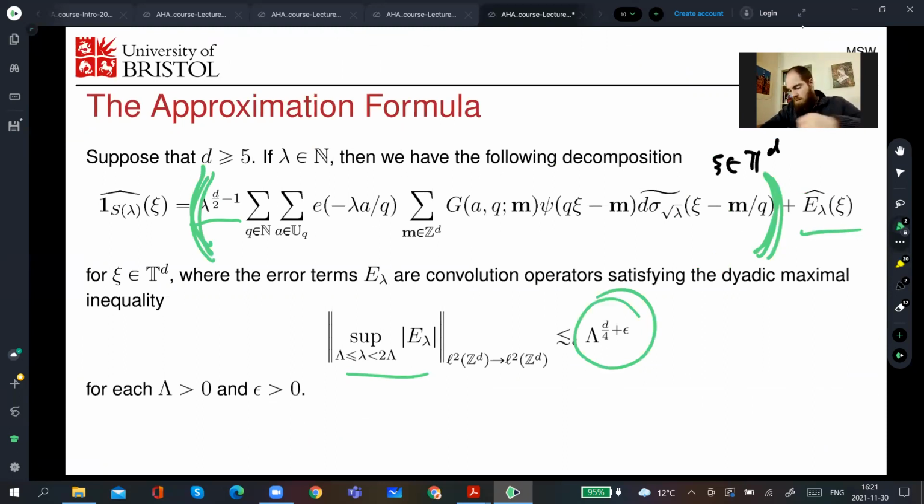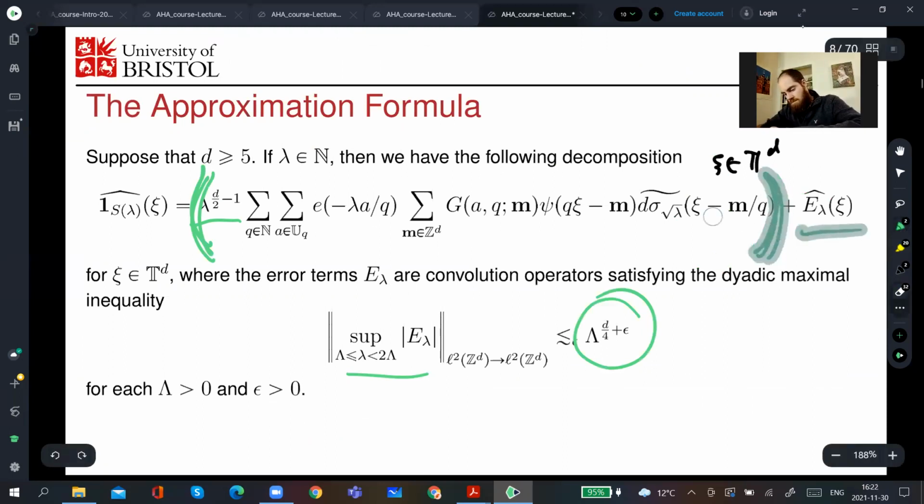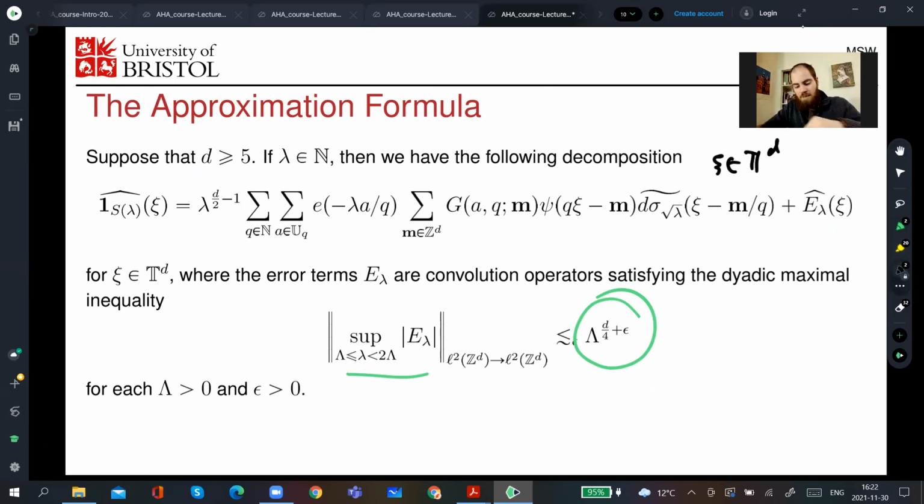So this approximation formula has a bunch of pieces to it. It has an infinite number of summands in various respects. So first we have the modulus Q. That's going to be coming out of the moduli in the circle method, right? And you should be thinking about this as fractions.